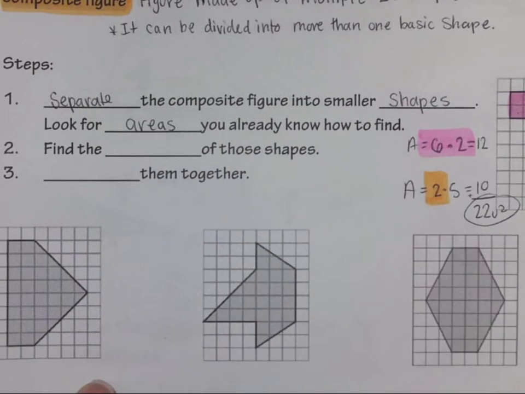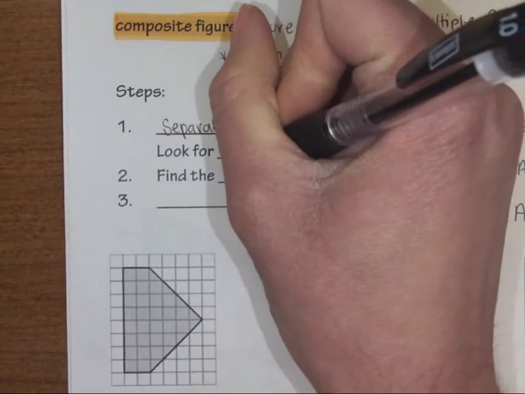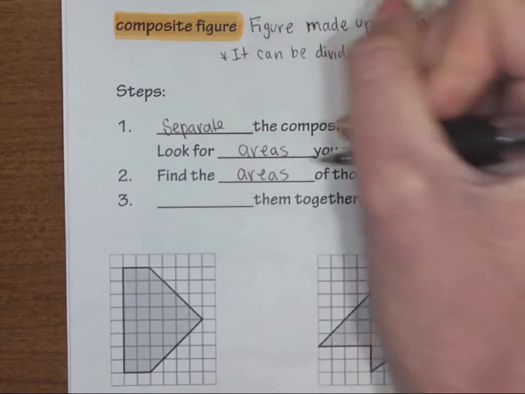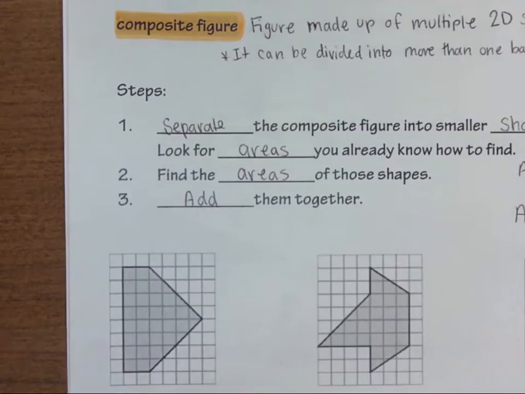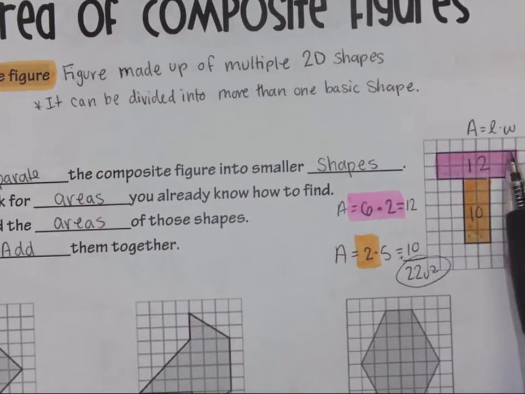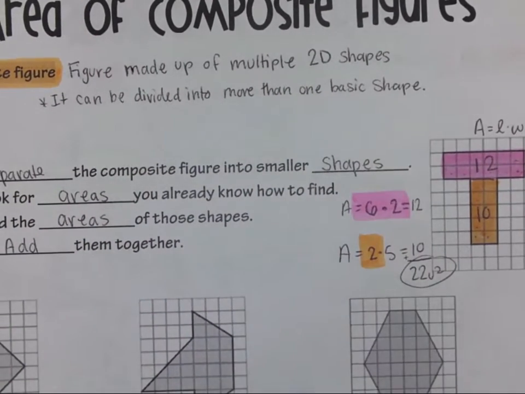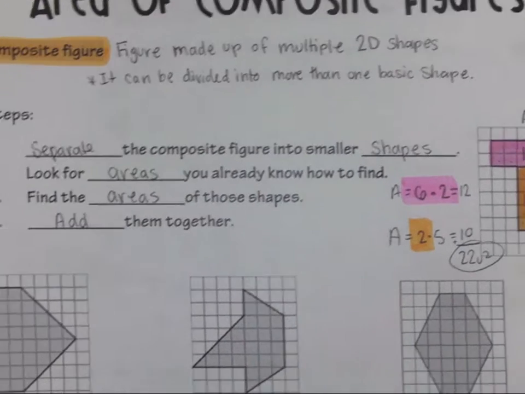So we look for areas we already know how to find, we find those areas, and then we add them together. Just like we did. We found an area, we found the other one, we multiply to find each area, but we add the areas together.